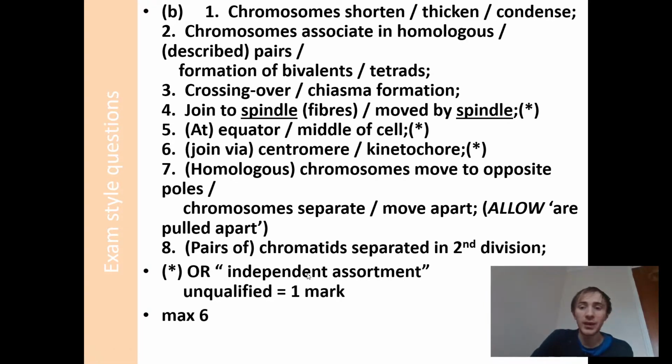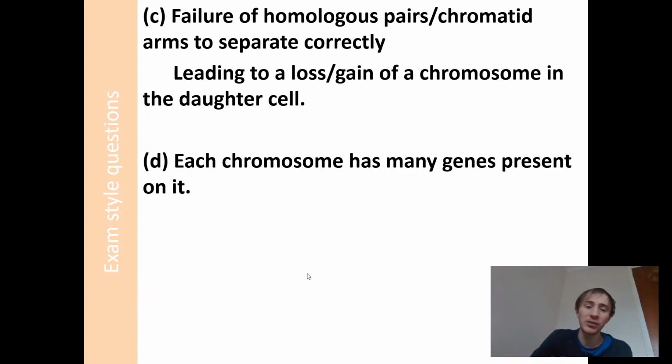C and D are what are related to our lesson today, though of course this is very related to meiosis. A failure of the homologous chromosomes or chromatid arms to separate correctly, so actually you would get a mark for homologous pairs, leading to a loss or gain of a chromosome in the daughter cell. And why will this likely affect the organism? Because each chromosome has many genes present on it.